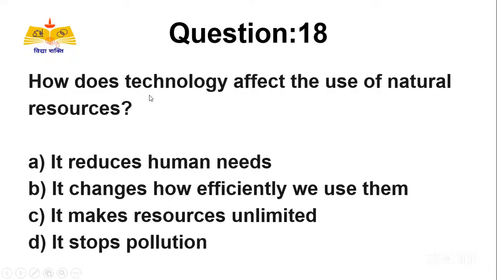How does technology affect the use of natural resources? It reduces human needs. It changes how efficiently we use them. It makes resources unlimited. It stops pollution.